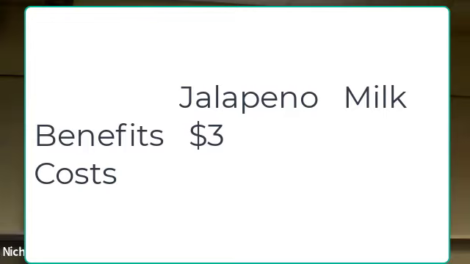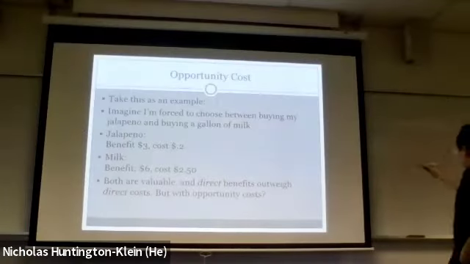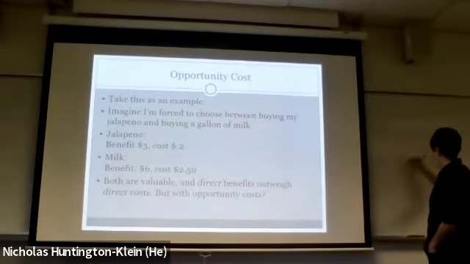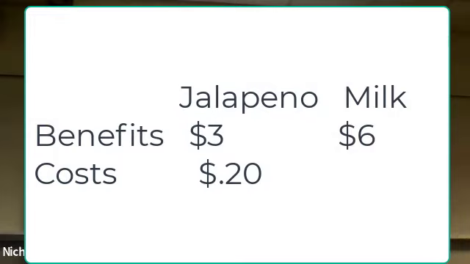We have a benefit. We have a cost. Okay, so we already determined the jalapeno brings us $3 in benefit, or at least it brings me $3 in benefit. Maybe for you, it brings something else. It's going to cost us 20 cents. Milk, on the other hand, we get $6 in benefit from that milk, but it costs us a little more. It's $2.50.